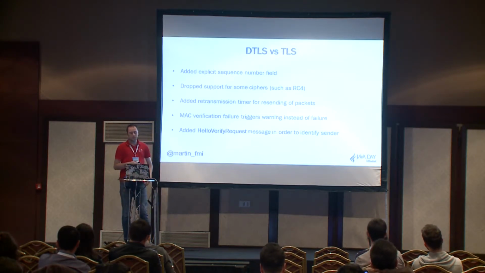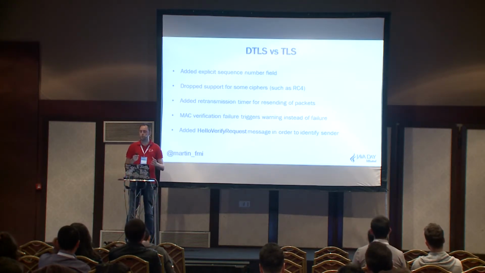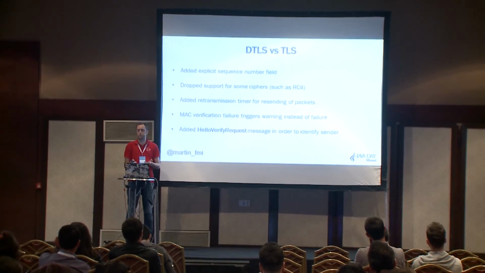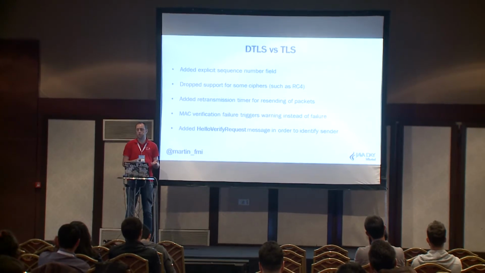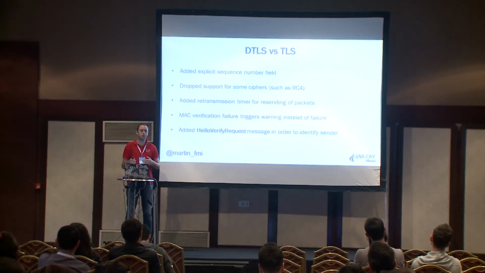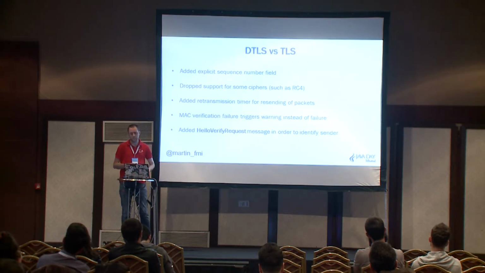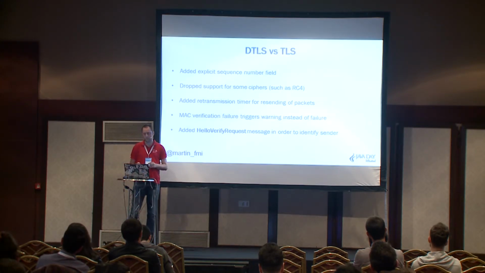We also have another field called retransmission timer added to the protocol, and that's used to retransmit packets that have failed to be sent over the network. You know that UDP is an unreliable protocol, and we need to have some additional mechanism to guarantee that we redeliver messages if they have failed. And there are two other differences. One is that MAC verification failure triggers a warning instead of failure in DTLS, and we have a new request message added to identify the sender, which are of less significance.